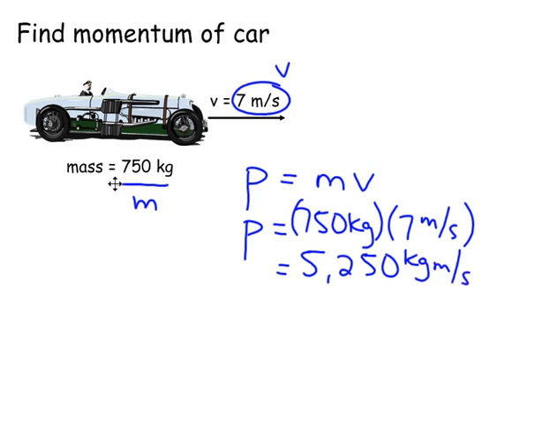While that number seems very high, there are many objects that are much greater than that. For instance, the Earth, its mass is 6 times 10 to the 24th kilograms, and it's traveling at hundreds of thousands of meters per second. So if the Earth were to collide with something, it would have a very large impact because it has such a high momentum.